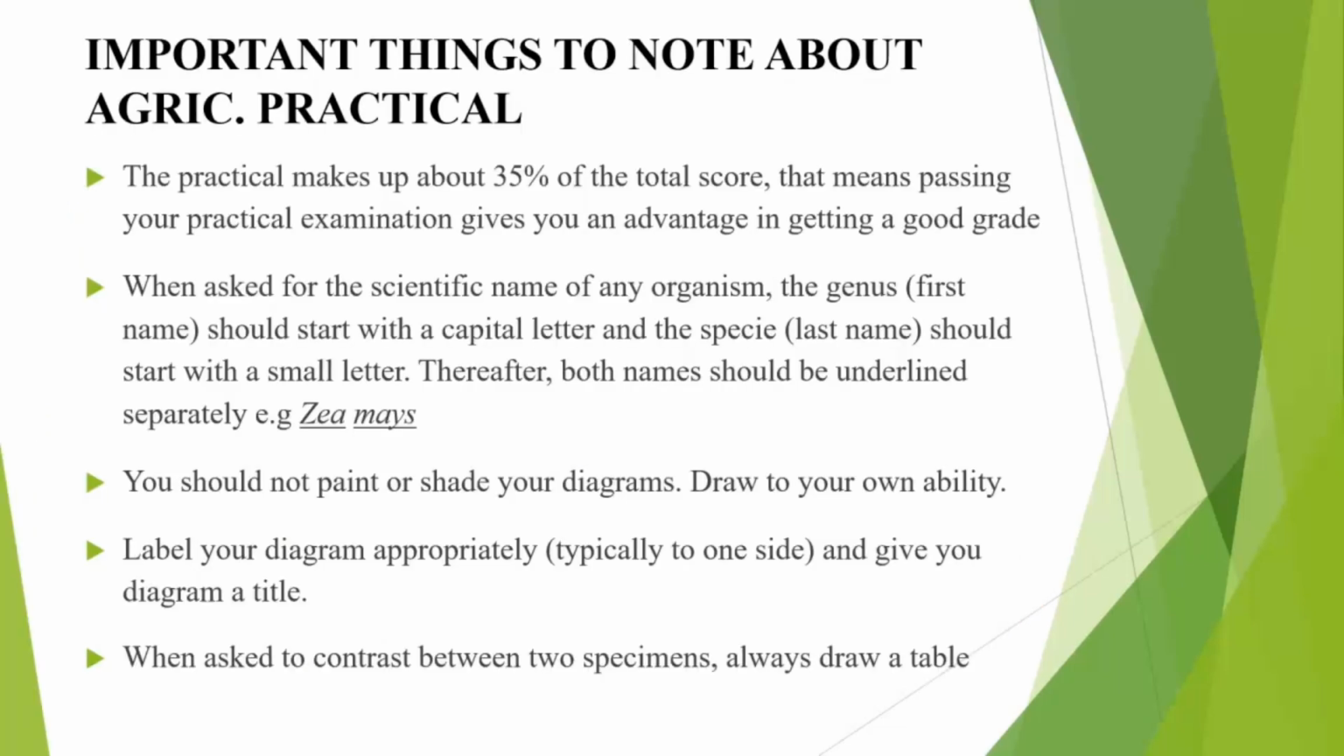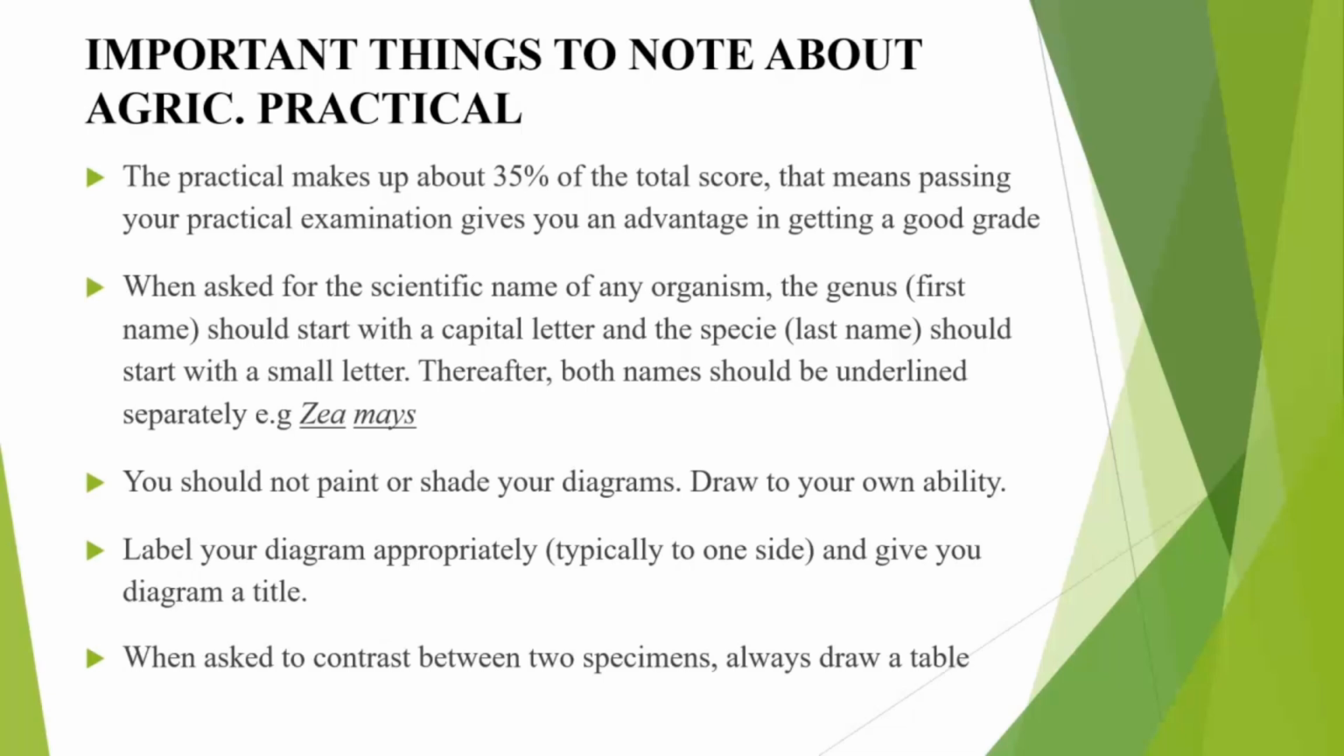Before we look at the various specimens, here are a few tips that will help you in the agricultural science practical examination. The first is that the practical examination makes up about 35% of your total score in agricultural science. What does this mean? Passing the practical examination will give you an edge or an advantage in getting a good grade. Imagine getting 25 out of this 35% and then getting 25 from both your theory and your objective, which is feasible. This will give you up to 50, and with 50 you have passed the NECO Agricultural Science.